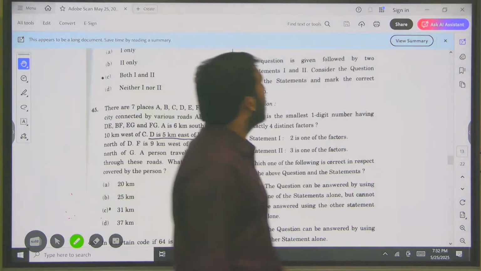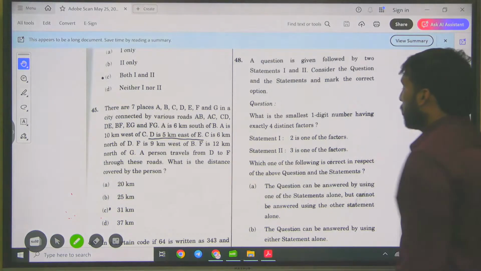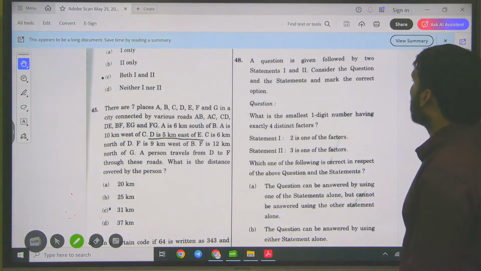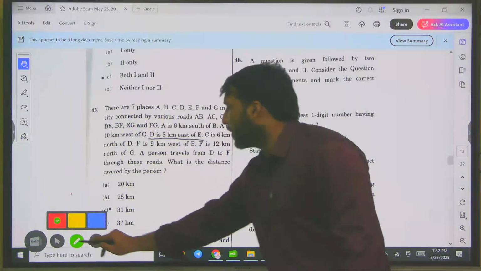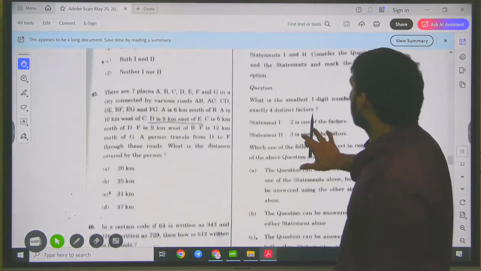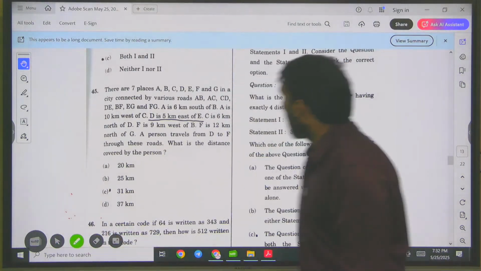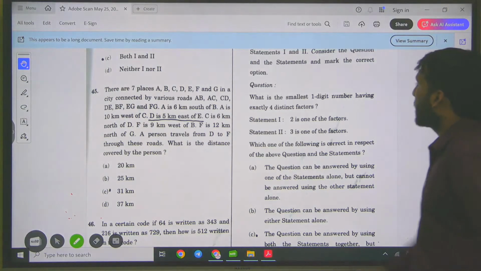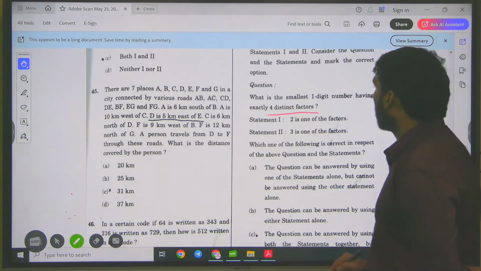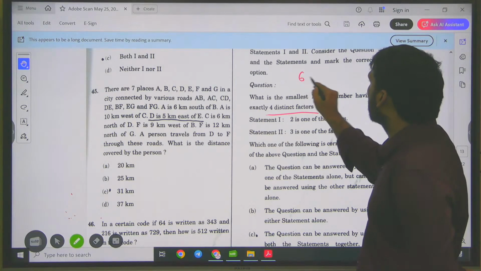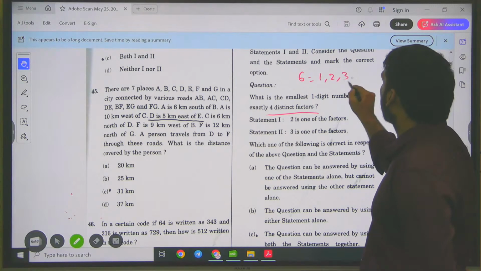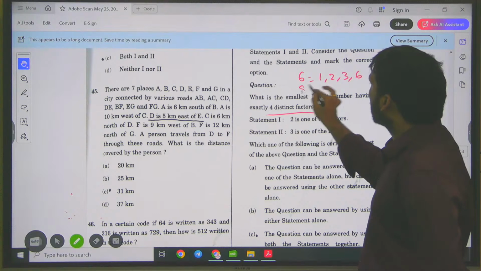A question is given followed by two statements 1 and 2. Considering the question and statements, mark the correct option. What is the smallest single digit number having exactly 4 distinct factors? Single digit number having exactly 4 factors. 6. Same for 8 also.